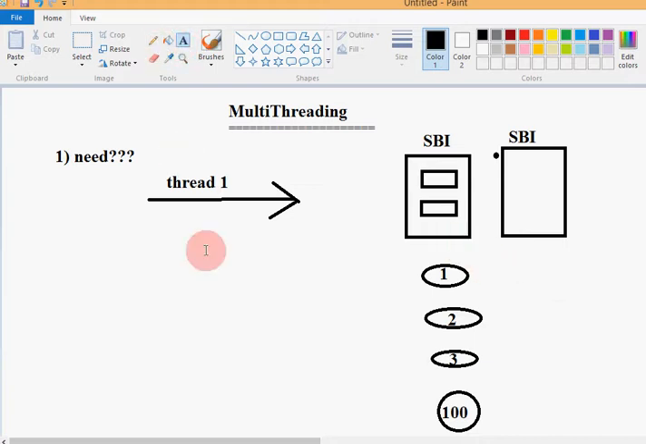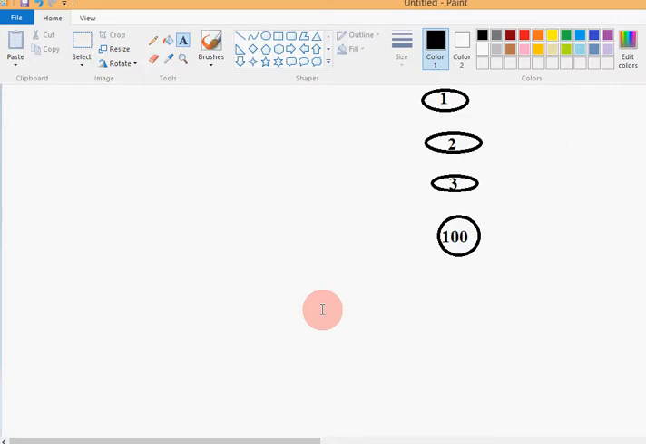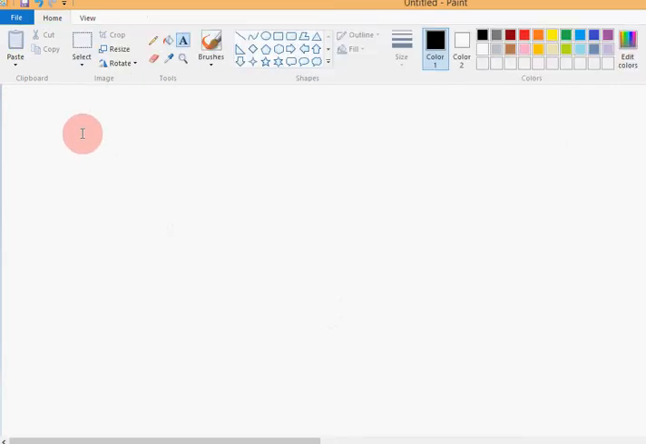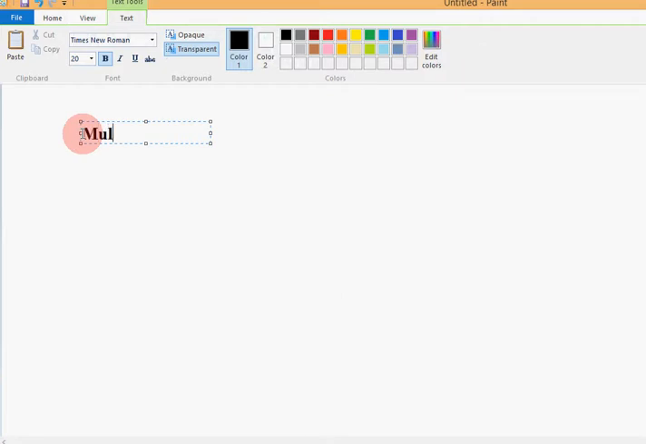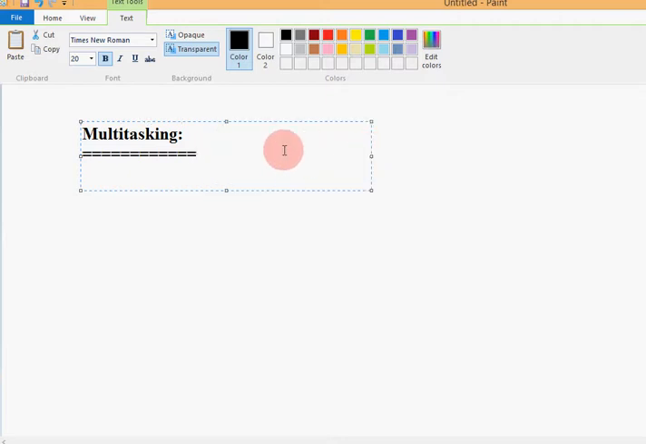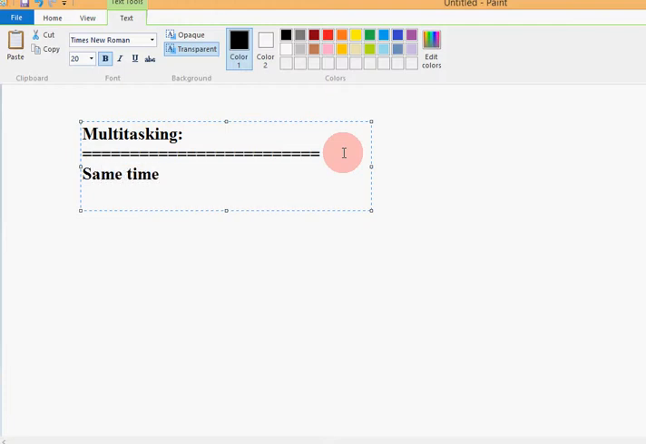Okay. Then going to our next concept. To understand multi-threading, you have to know a common term called multitasking. Before going to the concept, you have to know the basic point. What is multitasking? In simple words, multitasking means that at the same time you are doing multiple tasks.